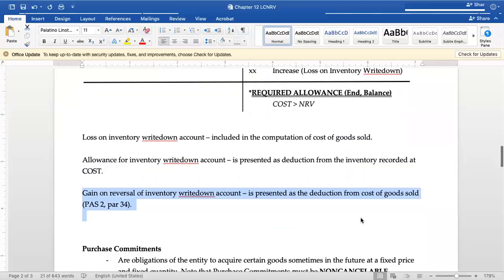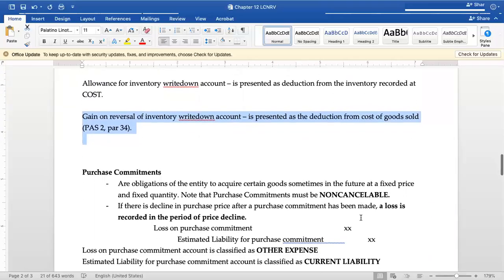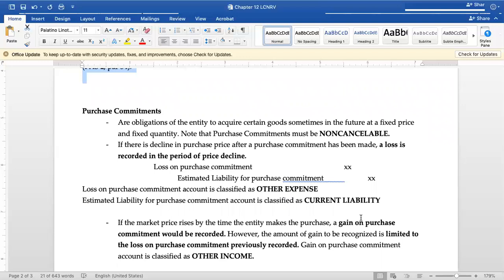Okay, so let's proceed with purchase commitment. So what are purchase commitments? Purchase commitments are obligations of the entity to acquire certain goods sometime in the future at a fixed price and a fixed quantity. Note that a purchase commitment must be non-cancelable. So what happens here? You commit to purchase a certain number of units of goods at a certain price. For example, you tell the supplier, let's enter into a purchase commitment agreement. It should be non-cancelable. I will buy from you 10,000 units at 50 each, but you will purchase them at a certain future date.